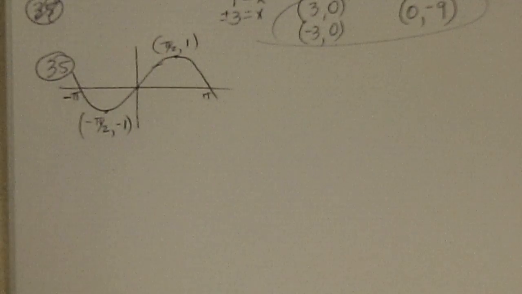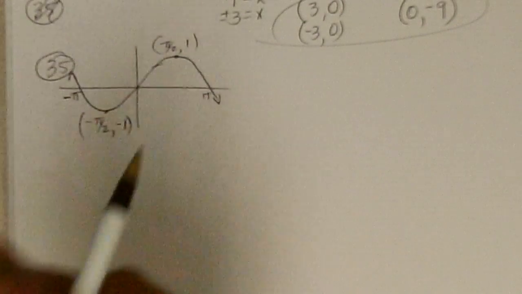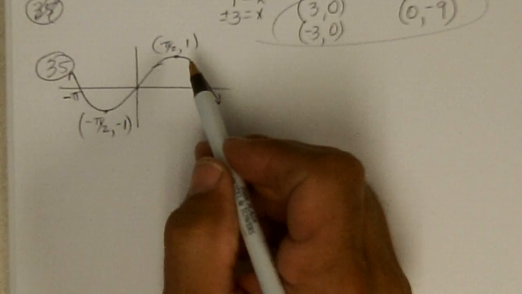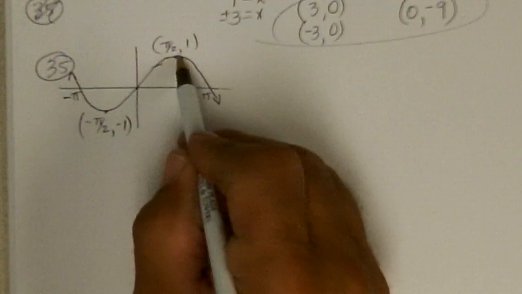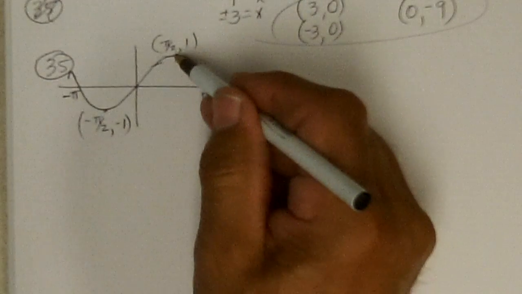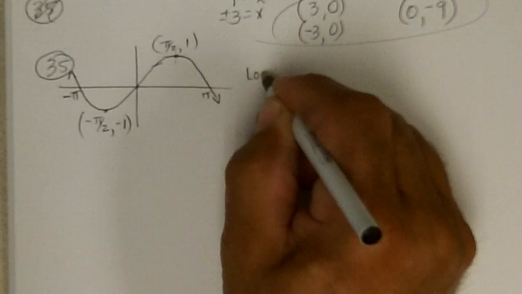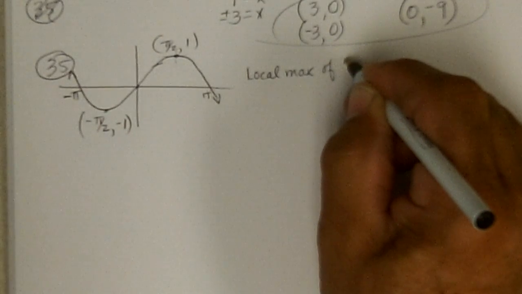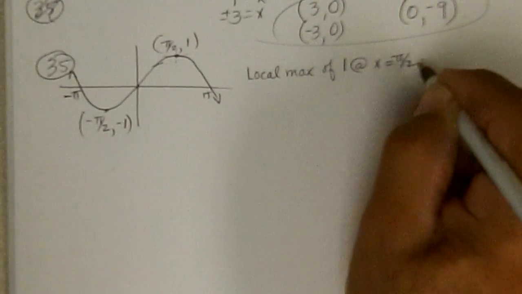For the function given, find the numbers, if any, at which f is a local max. And this continues on doing this pattern, but we don't know that for sure, so we're just going to go by what we have here. Local max is the highest place, and it looks like we got one right here. So it's a local max of 1, and it happens when x is pi over 2.